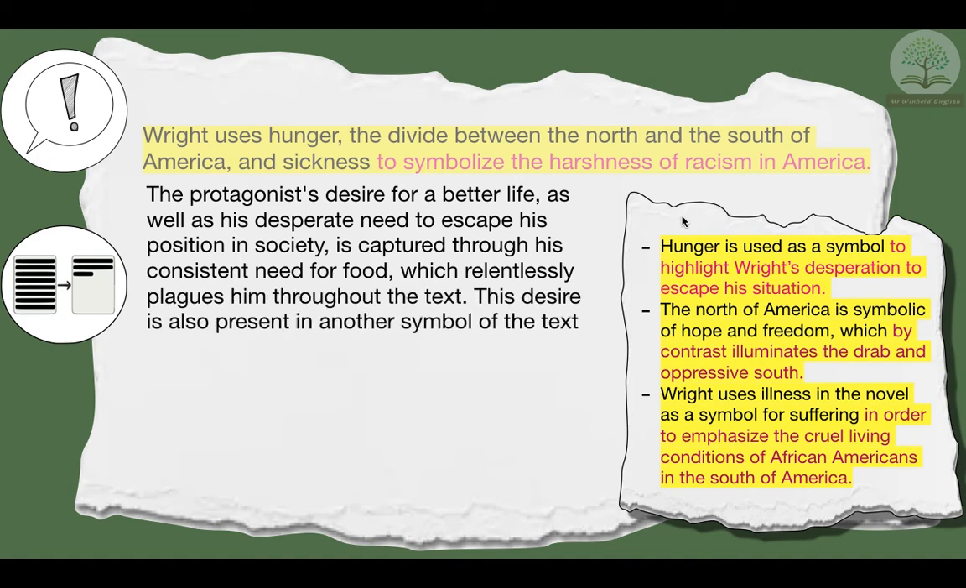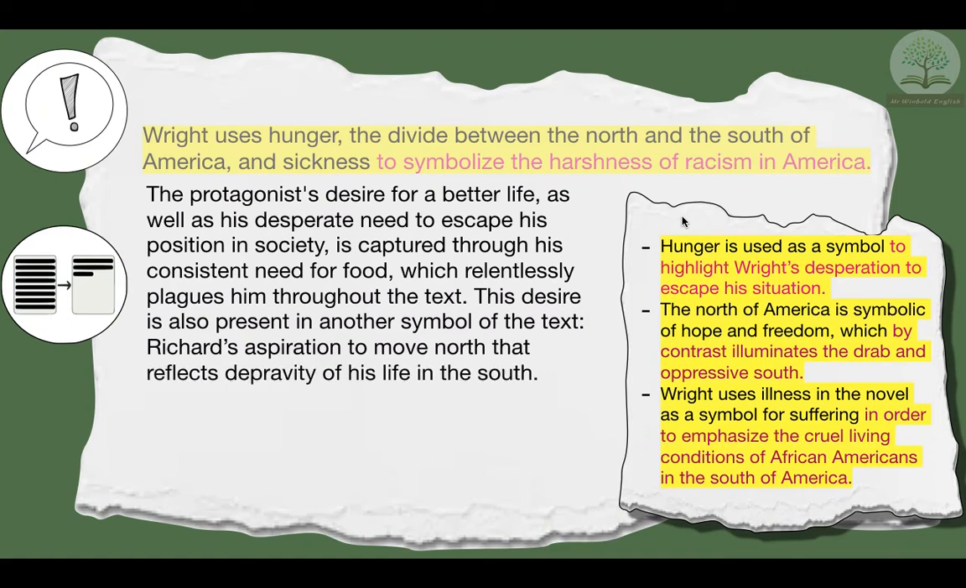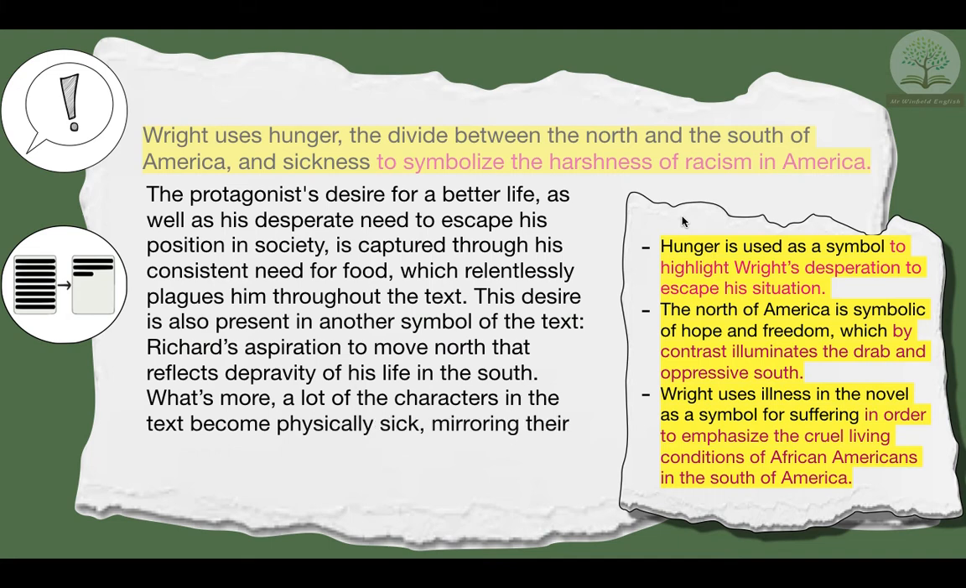The desire is also present in another symbol of the text, Richard's aspiration to move north, that reflects the depravity of the life in the south. What's more, a lot of characters in the text become physically sick, mirroring their unjust social suffering with meaningless physical pain. What have we done here?